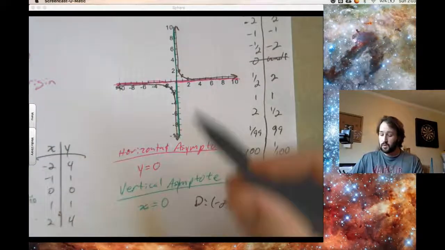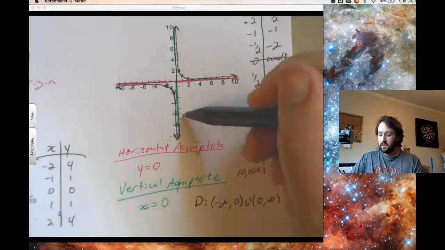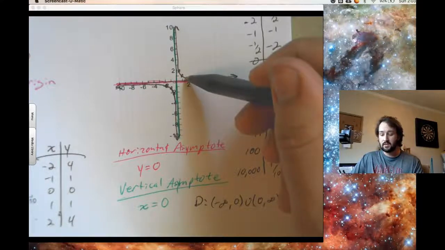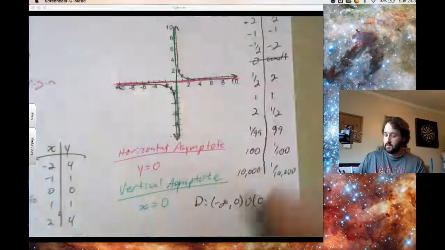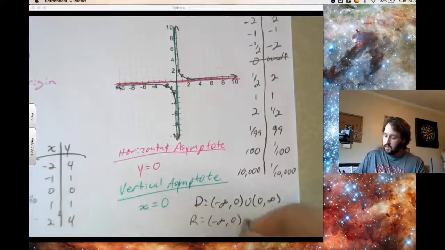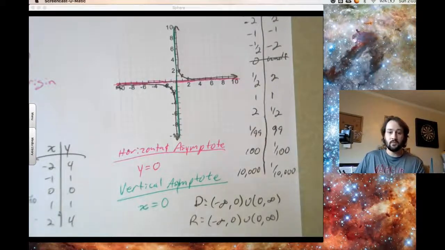Now for range as well, I'm going from negative infinity all the way up, but I'm never actually equal to y equals 0 here. So I'll have to exclude that from my range. And then I go from as close as I can be to 0 all the way up forever. So my range is also negative infinity to 0 and 0 to infinity.